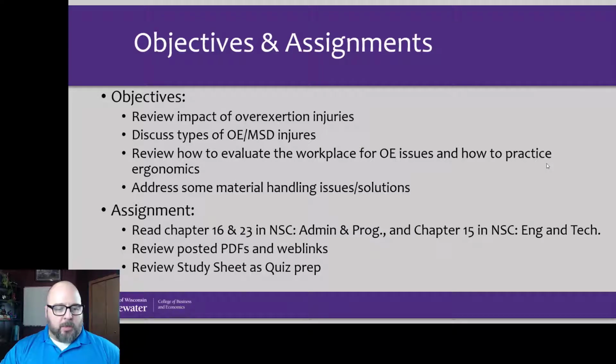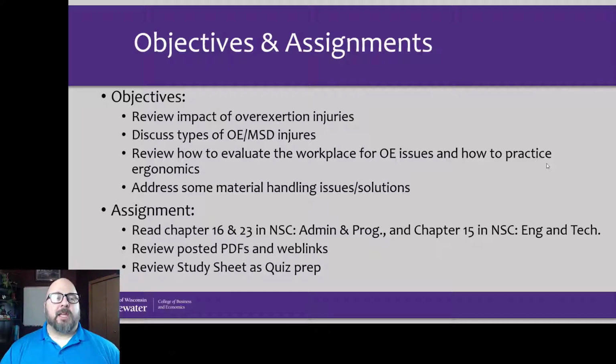I think what I really want to point out is we've got 3 chapters to read, and I read them real quick. They're a quick read. They really are. Chapter 16 in Administration and Programs talks about the fundamentals of ergonomics and more applied to the prevention of cumulative trauma disorders, or CTDs. We really don't use that term anymore. They need to update that chapter.